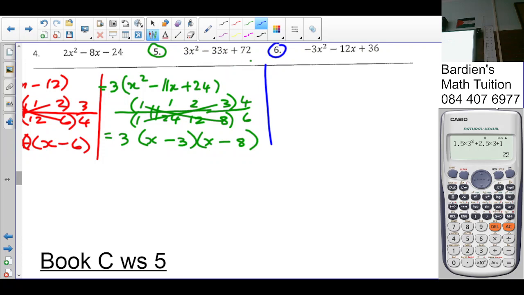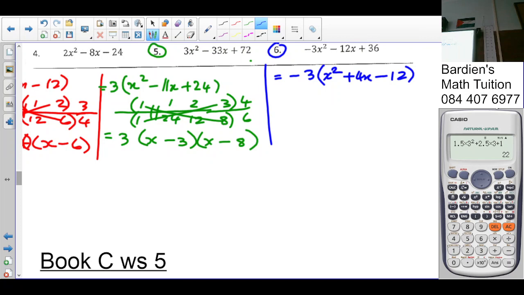If the first term is negative, you must take out the negative as a common factor. So what is now common? Negative 3. What are we left with? X squared plus 4x minus 12. Can you see that, people?